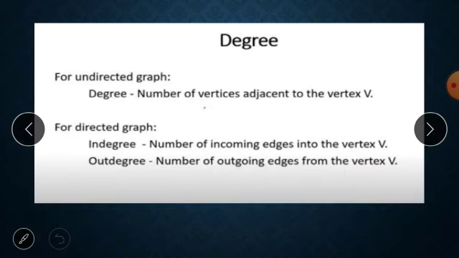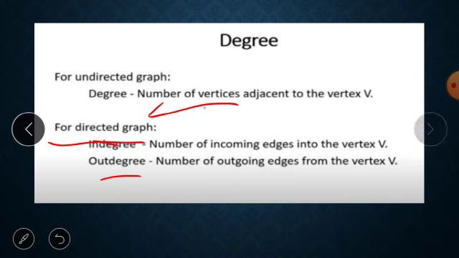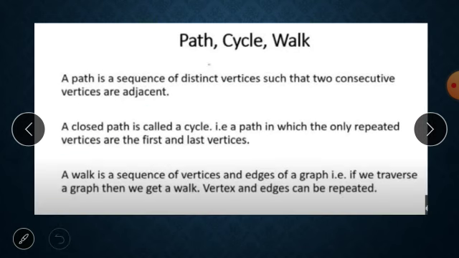And then degree. For an undirected graph, the degree is the number of vertices adjacent to the vertex V. And for a directed graph, the in-degree is the number of incoming edges into the vertex V, and the out-degree is the number of outgoing edges from the vertex V. So this is about the degree of a graph. And then path. A path is a sequence of distinct vertices such that two consecutive vertices are adjacent. That is considered a path.